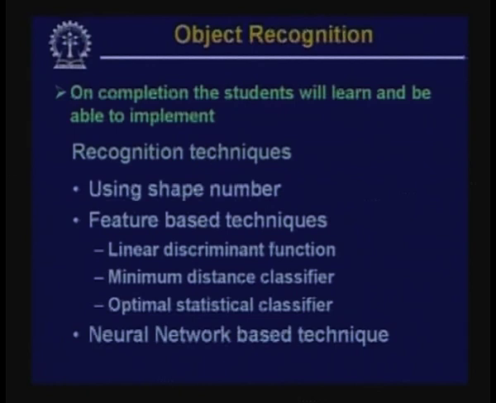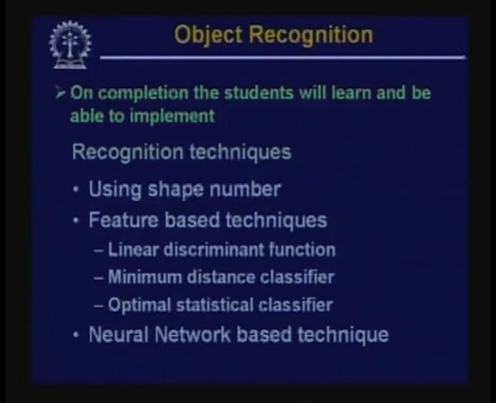All these different techniques, the linear discriminant function, the minimum distance classifier and the optimal statistical classifier, use the feature vector, and as we have said, the feature vector is nothing but an ordered set of the different features or descriptors that we have obtained earlier. And lastly, we will talk about another approach of recognition, which is the neural network based technique, and this neural network based technique also makes use of the feature vectors as the descriptors of different objects or different object shapes.